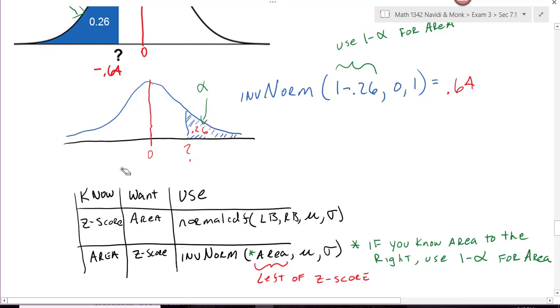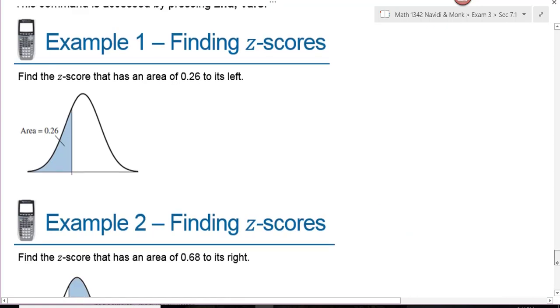You may want to put this on your formula sheet because it summarizes everything that we've done so far. The keystrokes for this, if you want to put it down, it's second vars 2. For this one, it's second vars 3. Second vars 2 for the normal CDF, second vars 3 for the inverse norm. We've already done this problem.